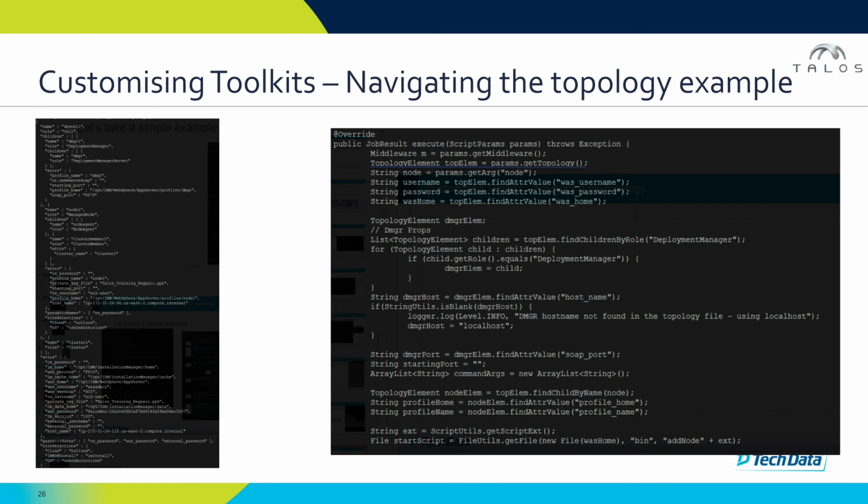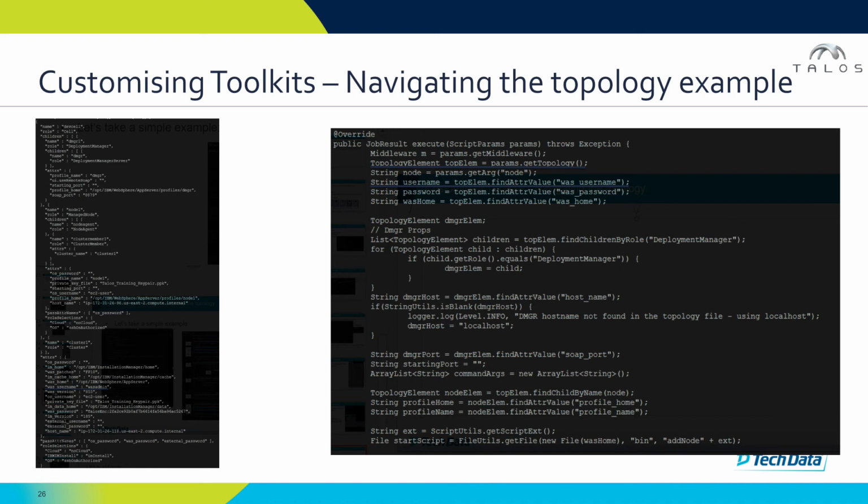So this is the topology on the left-hand side and the script to do it on the right-hand side. Here we've got this first line that's underlined, topology element top lm is params.getTopology. Now that's just going to get the whole thing. It's going to get the whole topology here.